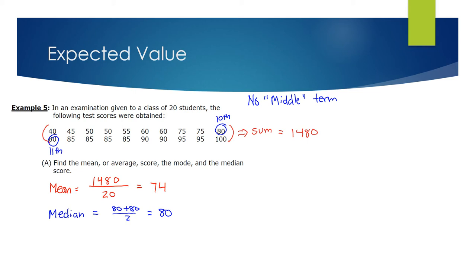The mode is just me looking through the data to see, okay, is there any one piece of data that occurs most frequently? Well, I can see that the 85s occur 4 times, and I don't have any other value in this group of test scores that occurs more frequently. So 85 would be the mode.